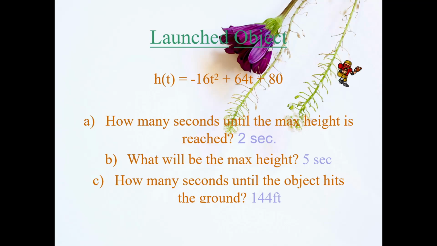We have more practical examples, which are about thrown objects. H of t equals minus 16t square plus 64t plus 80. How many seconds until the maximum height is reached? We have the answer, 2 seconds. What will be the maximum height?